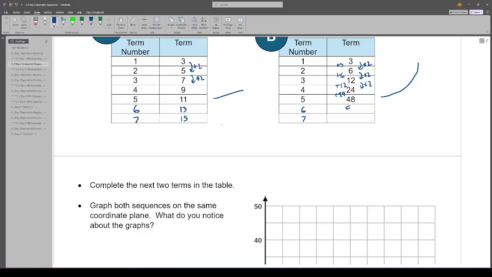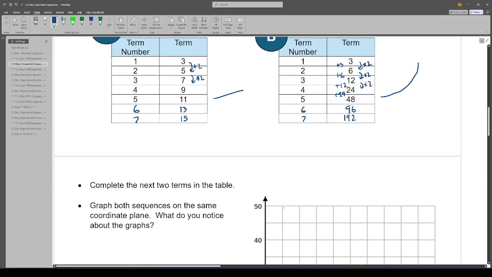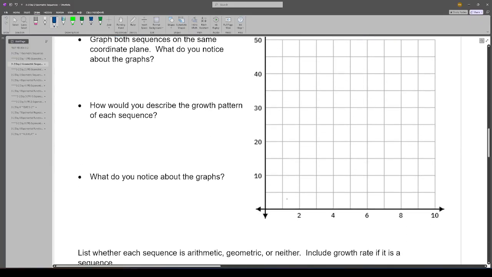Here we double this and go to 96. And then 96 doubled would be 8 less than 200, so 192. Well, we're not going to be able to graph all of that on this coordinate grid, but we can graph some of it. So our first one, term number 1, is 3.